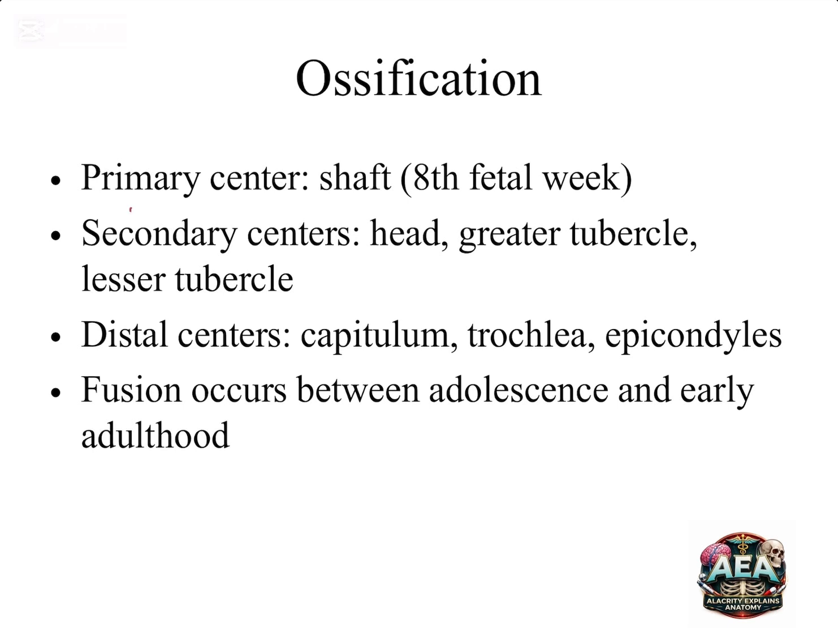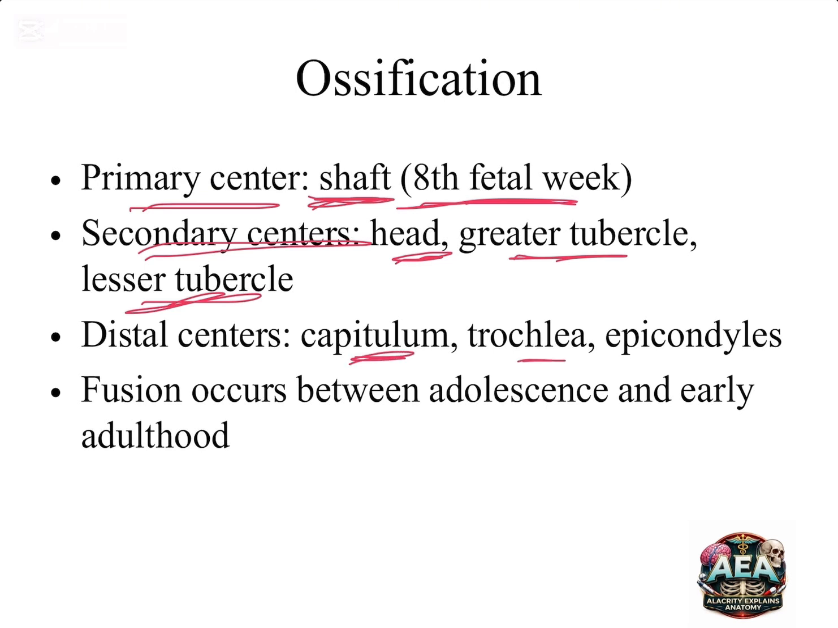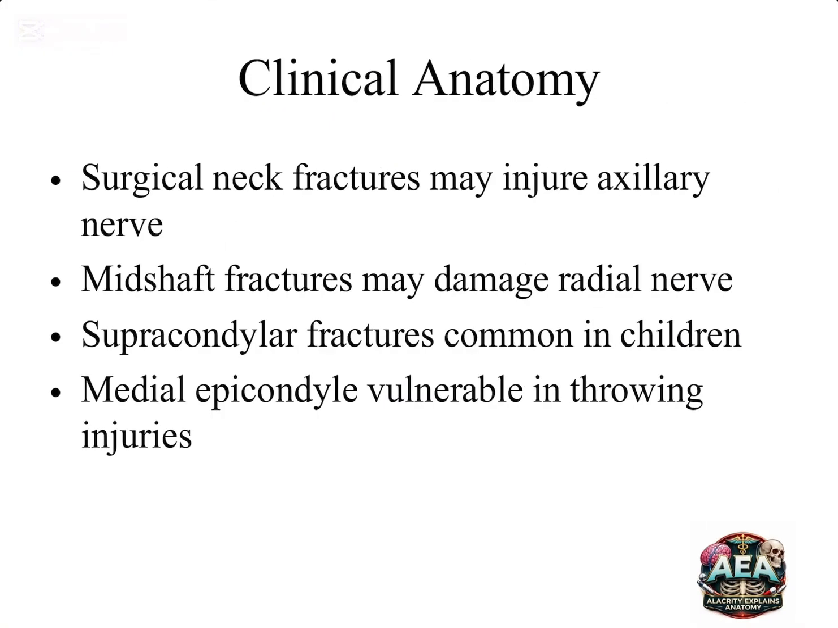Ossification of the humerus. The primary center is at the shaft and appears in the 8th fetal week. Secondary centers are located at the head of the humerus, the greater tubercle, and the lesser tubercle. Distal ossification centers are at the capitulum, the trochlea, and the lateral and medial epicondyles. Fusion of these centers starts between adolescence and early adulthood and is almost complete by then.